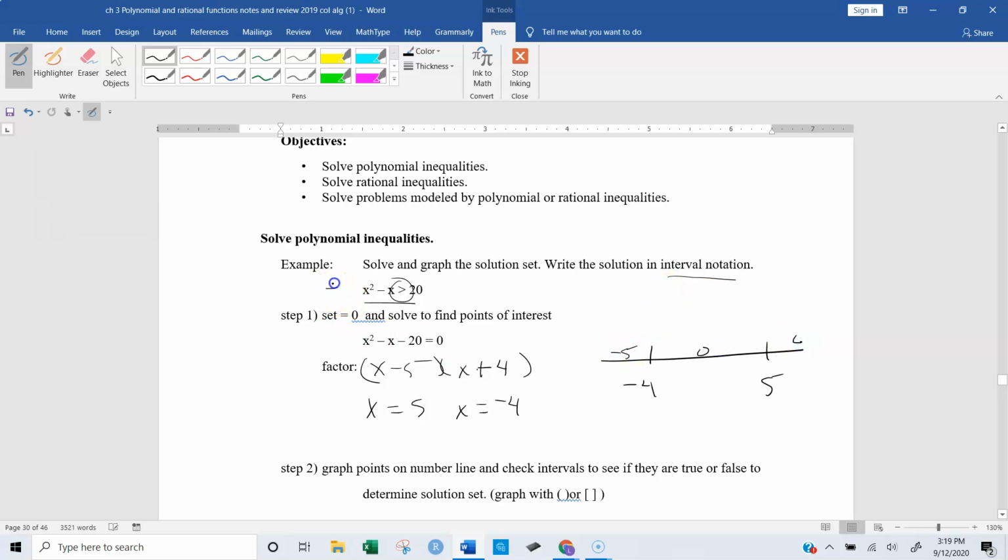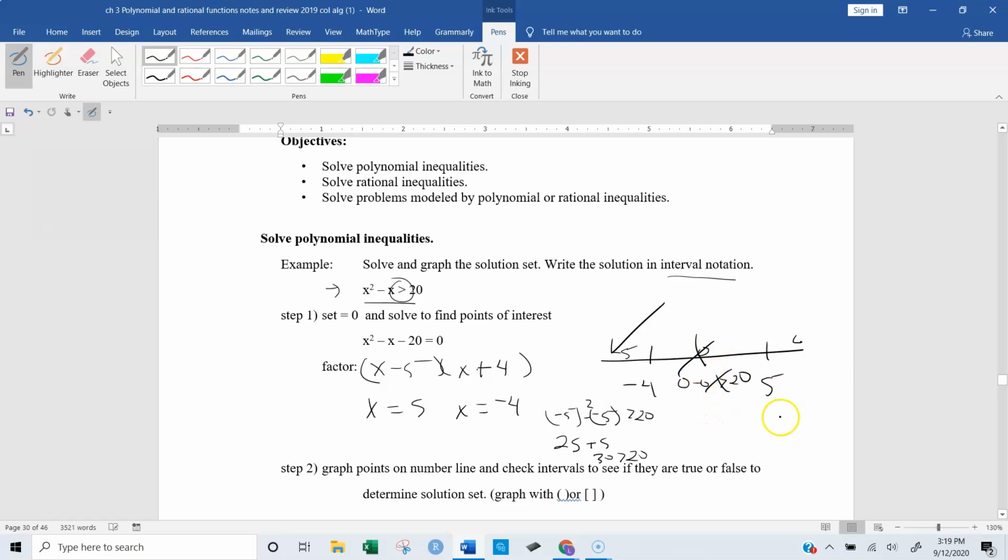So we plug negative 5 into our original. We're going to take negative 5 squared minus negative 5. Is that greater than 20? Negative 5 squared is 25, plus 5 is 30, greater than 20. And yes, so this is a check. This one works. Now we're going to plug in 0. Well, 0 minus 0, is that greater than 20? The answer is absolutely not. So this section is bad.